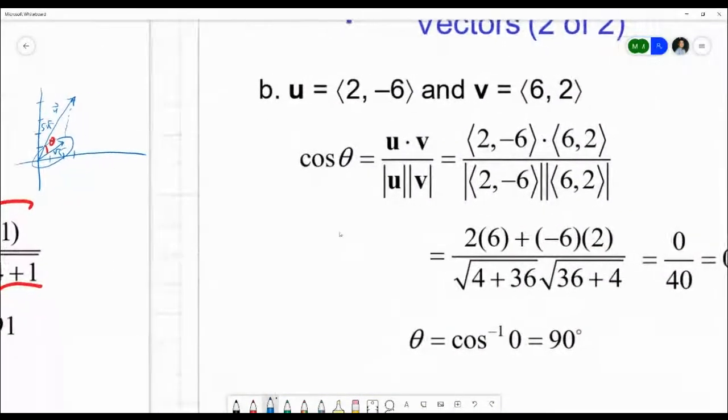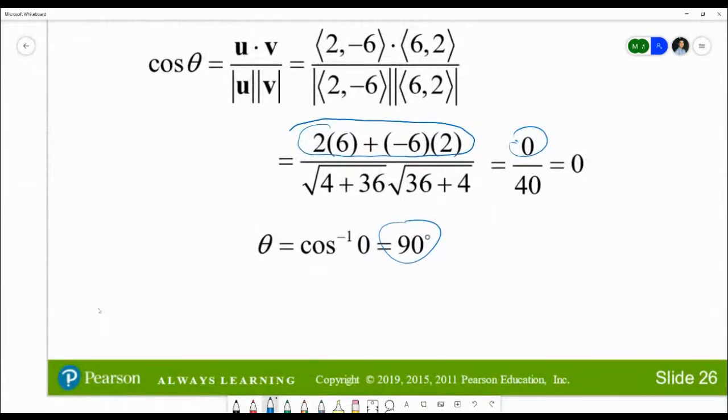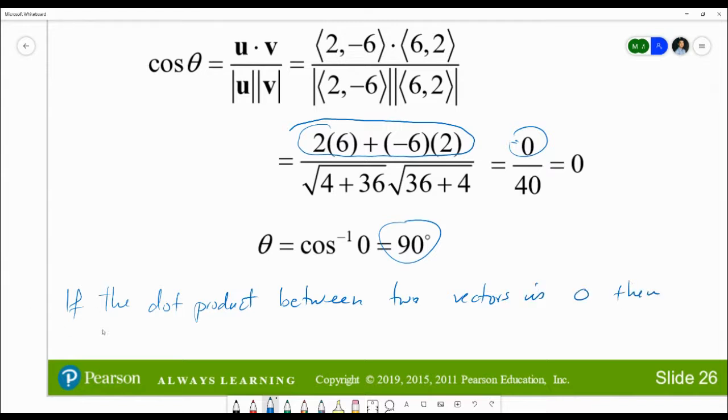All right, for part B. We see here that the dot product is equal to 0. So what does that mean? When I take cosine inverse of 0, I get 90 degrees. So we make the conclusion that if the dot product between two vectors is 0, then the two vectors are orthogonal.